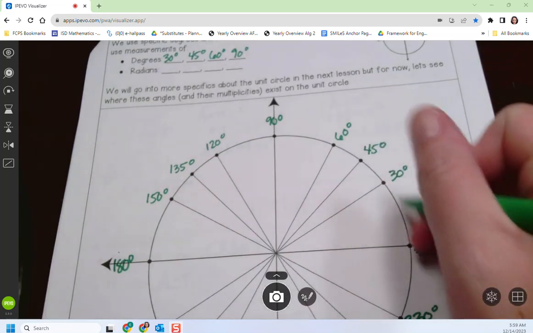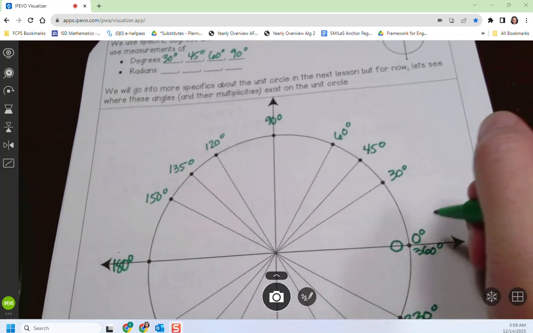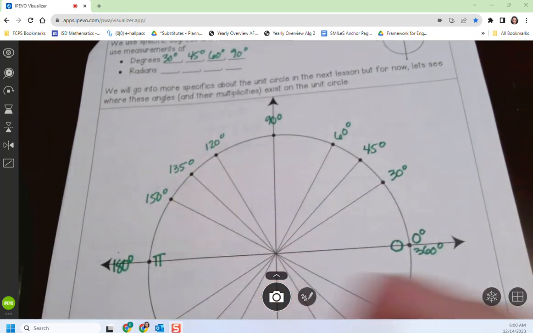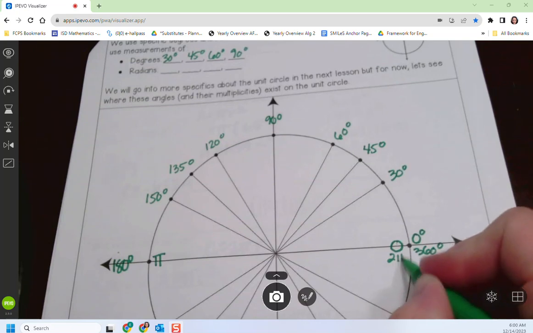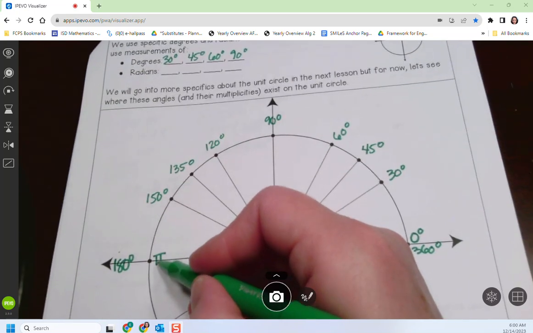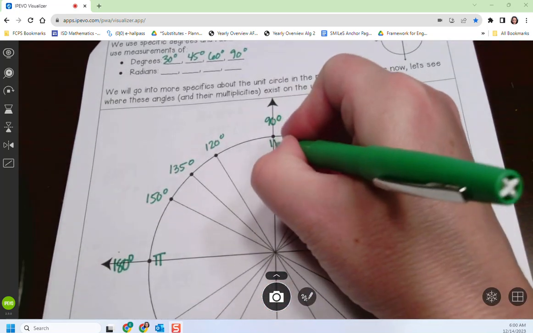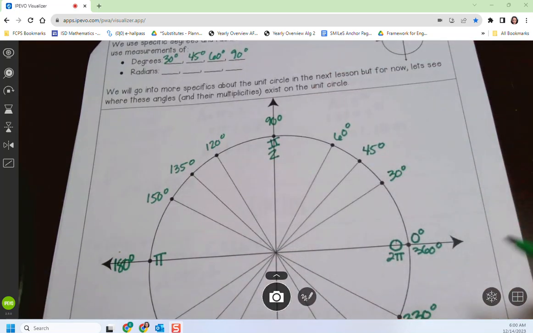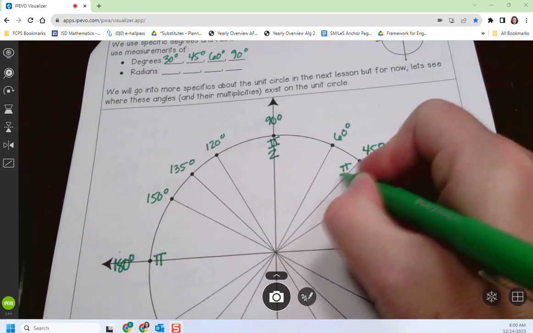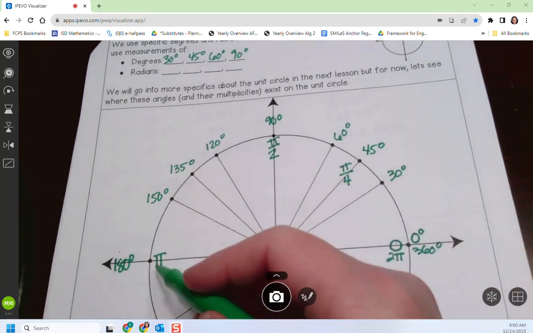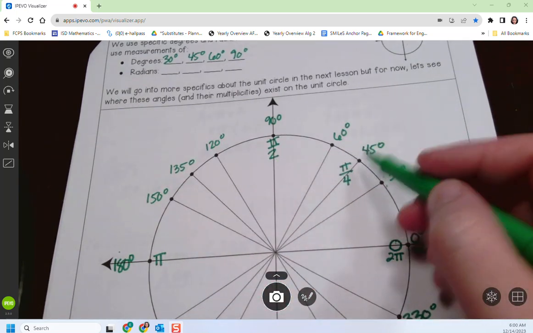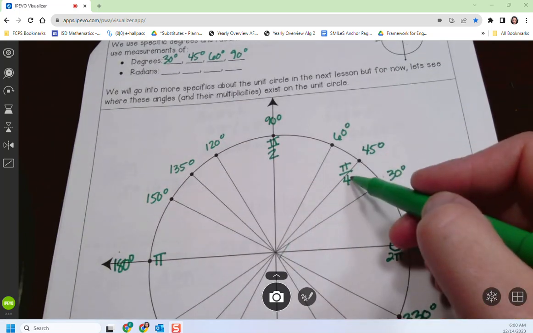So we know 0 degrees is 0 radians, and we know 180 degrees is pi radians. That means 0 degrees could also be called 2 pi radians when we get back around to it. All right, so 180 degrees is pi radians. Well, this is going to be half of that. That's pi over 2 radians. And that means this is going to be a fourth of that, so that would be pi over 4. So we had pi, we cut it in half, we got pi over 2, we cut that in half, we got pi over 4. So every time we go 45 degrees, we go pi over 4 radians.